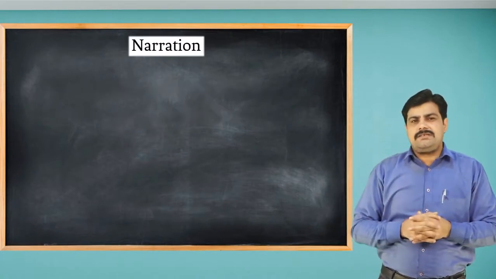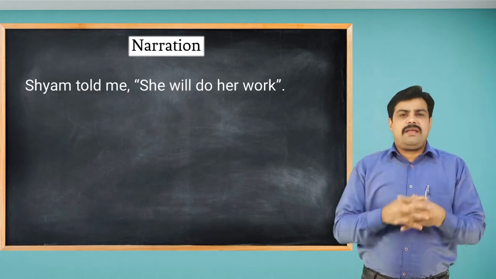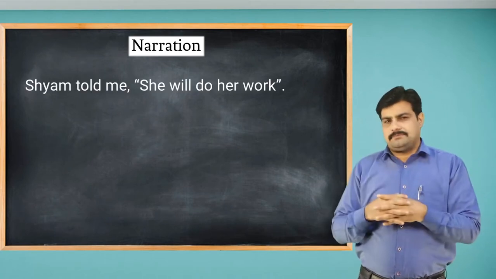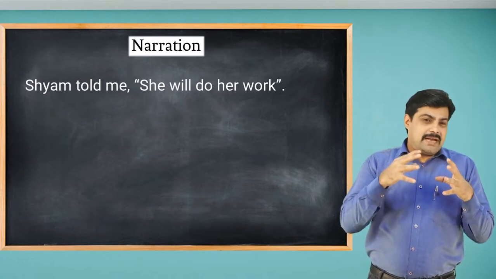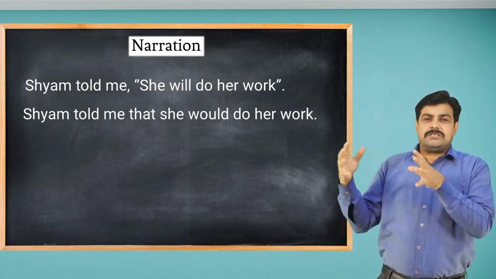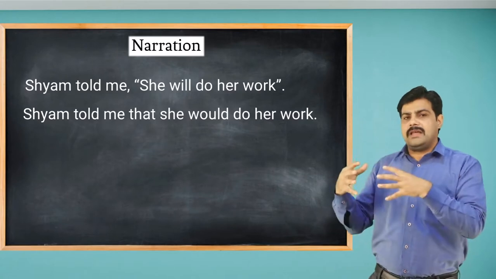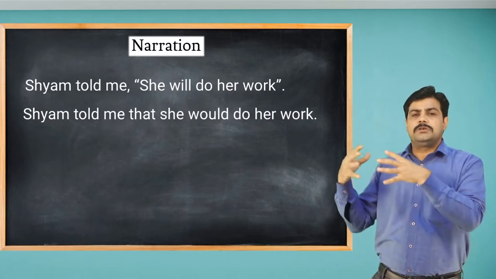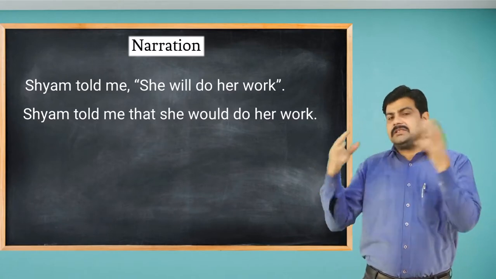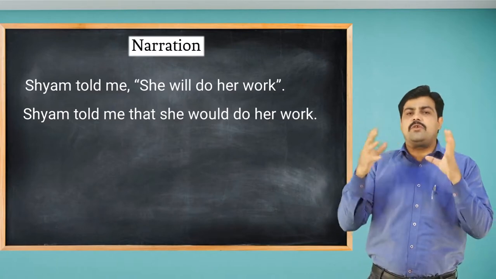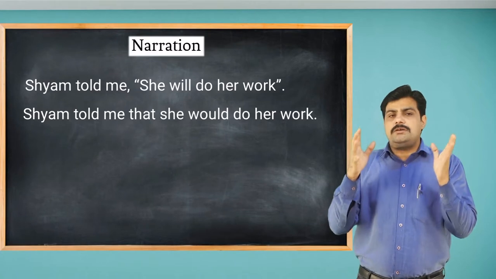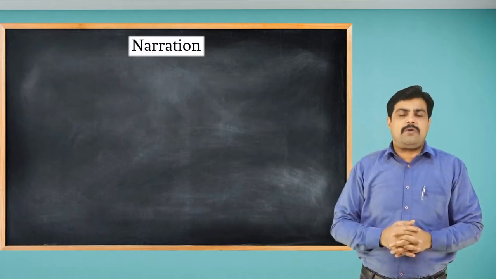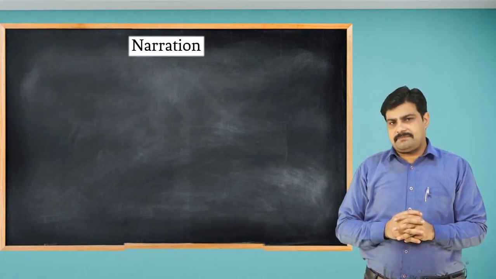Let's take another sentence. Sham told me, "She will do her work." Here you see this sentence will change into indirect speech as Sham told me that she would do her work. Here in this sentence, the pronoun is not changed because she is a third person and doesn't require any change.